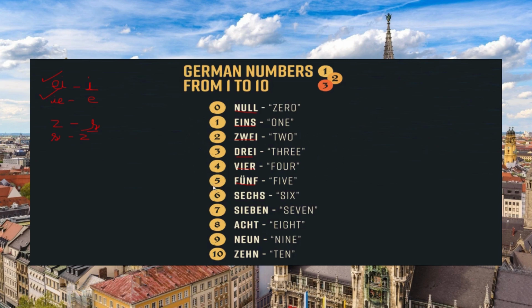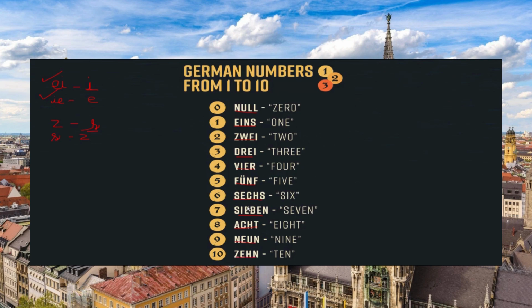Now let's have a look at 6 to 10. Six is sechs. See, S is pronounced as Z. Seven is sieben. See, in vier and sieben, IE is pronounced as E. Eight is acht. Noch einmal, acht. Nine is neun. Noch einmal, neun. Ten is zehn. Noch einmal, zehn.